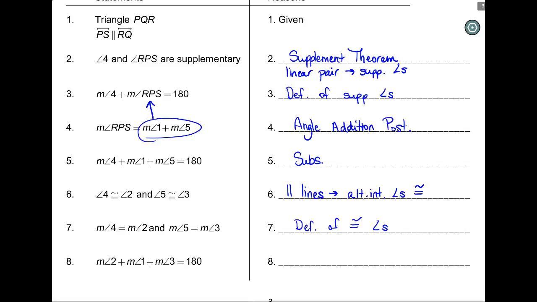What is it? It's substitution. So I'm replacing, see here, angle 4 with angle 2. Angle 1 is going to stay there. Angle 5 is equal to angle 3, so it got replaced. So that's substitution. Did I prove angles 1, 2, and 3 add up to 180? Yes, so we just proved the triangle sum theorem.